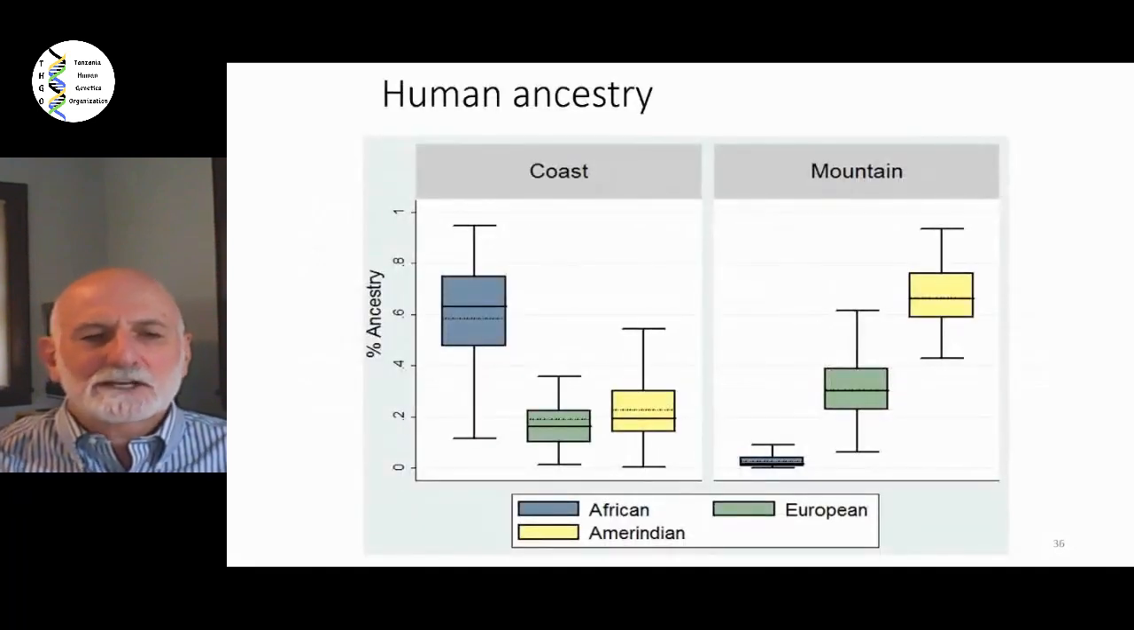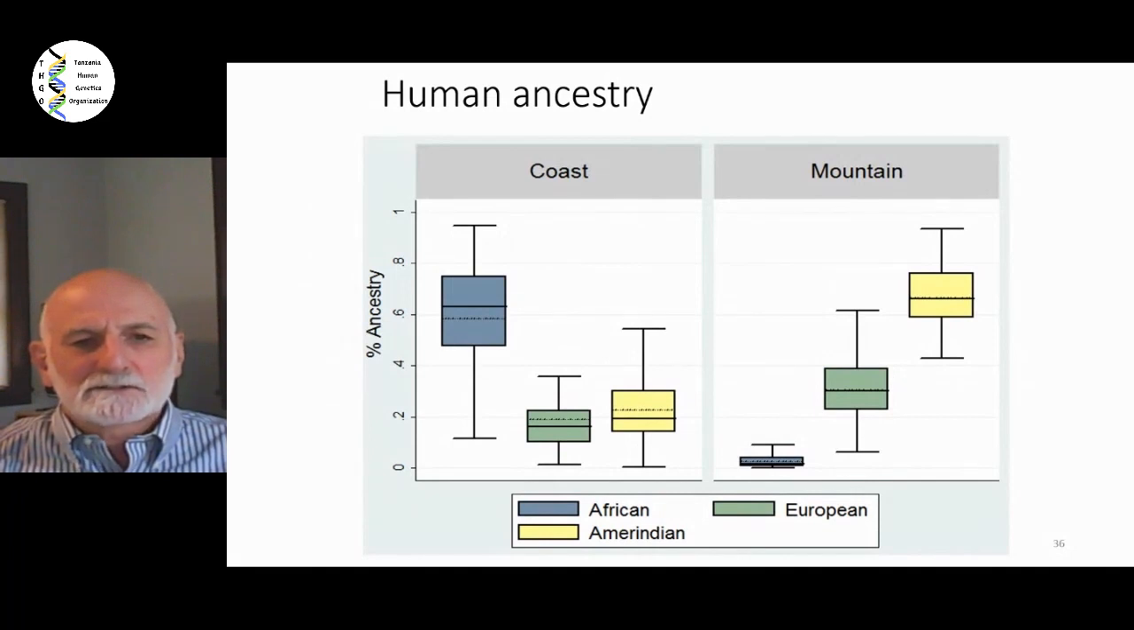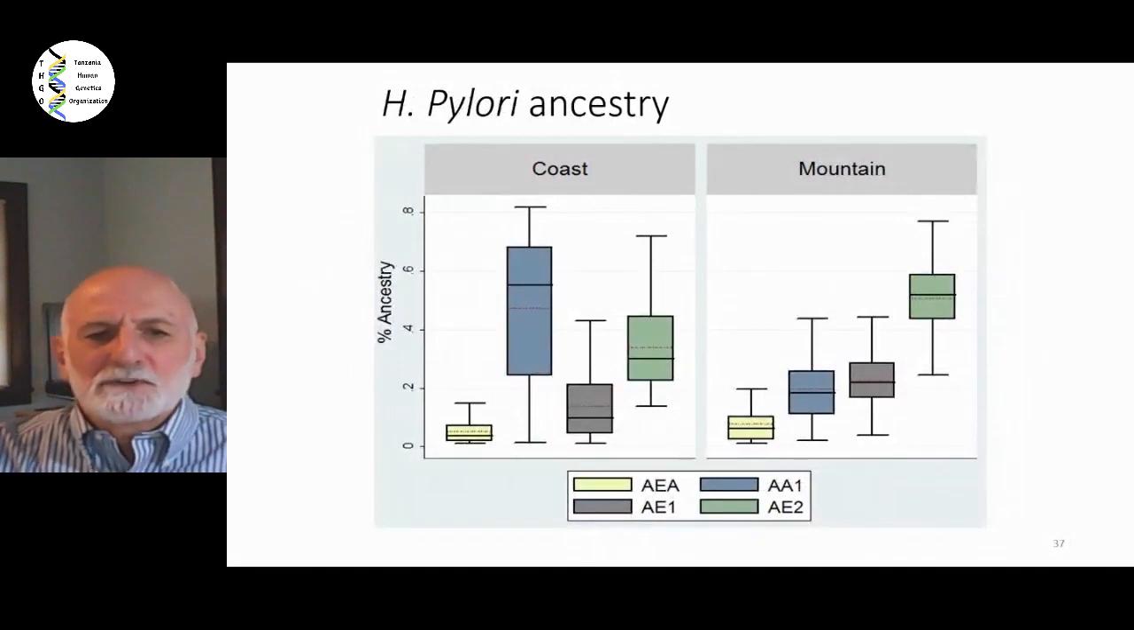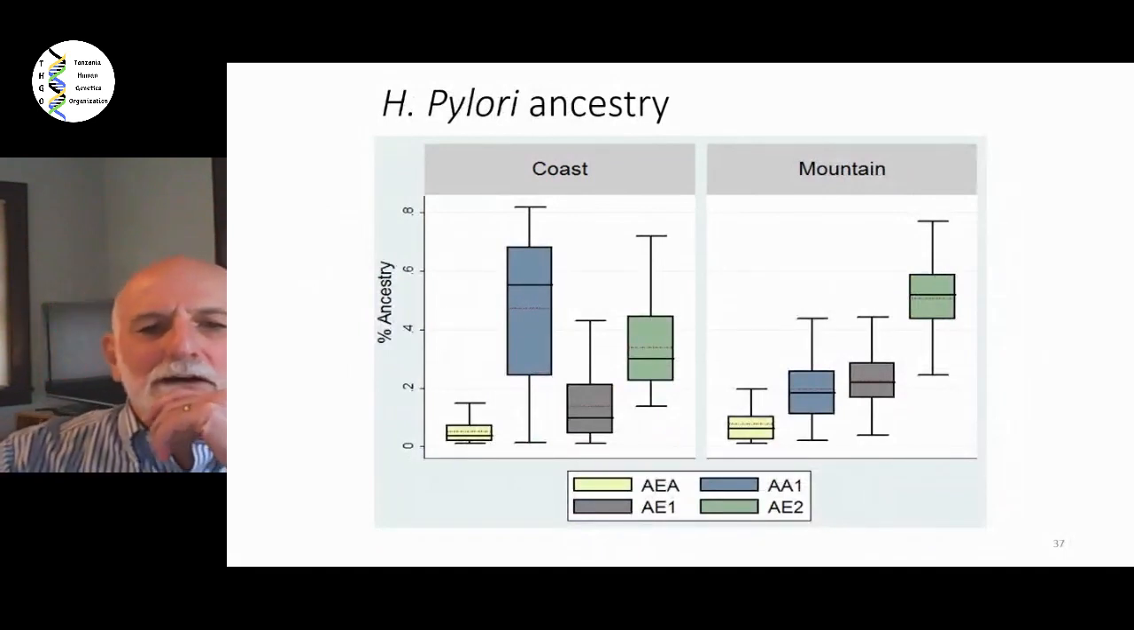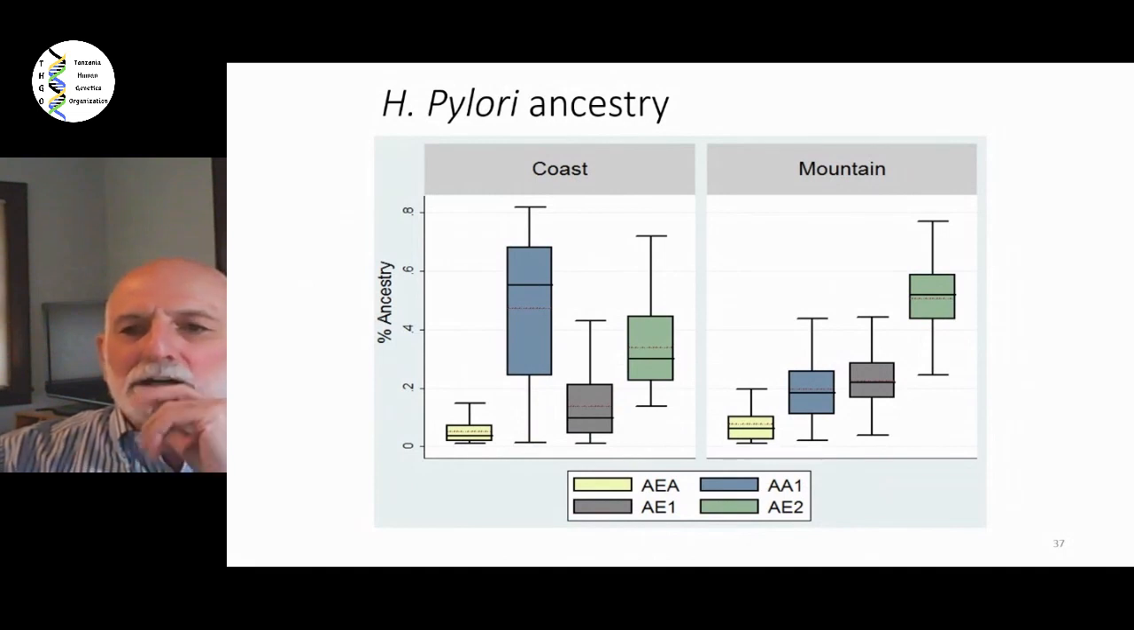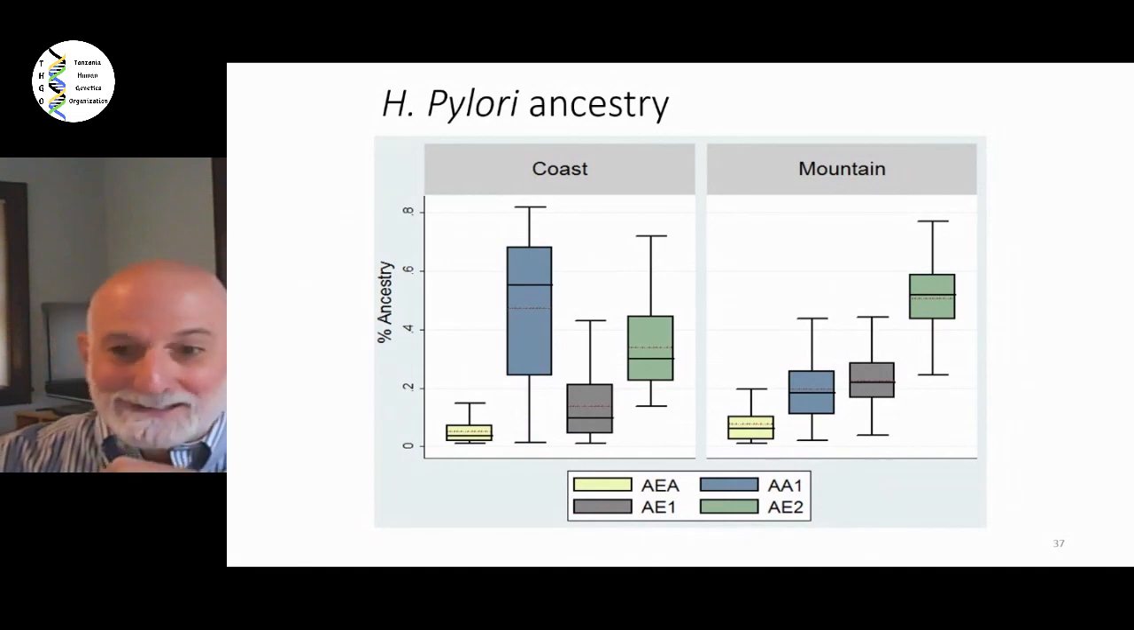And if you look at the human ancestry, about 60% of the genome on average on the coast is of African ancestry, and in the mountains about 60% is Amerindian ancestry with European mixed in. Very low percentage of European on the coast and a moderate percentage in the mountains. For the H. pylori ancestry, we see about 50% is African 1, the West and South African strain, whereas in the mountains, there's about 50 to 60% European. There is or was an Amerindian H. pylori. It has been pretty much supplanted by the European.